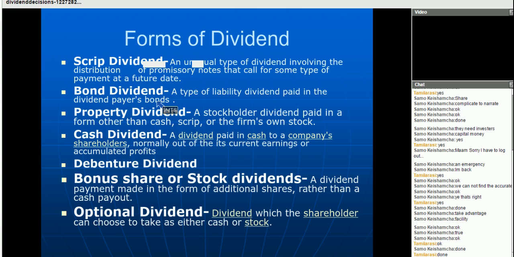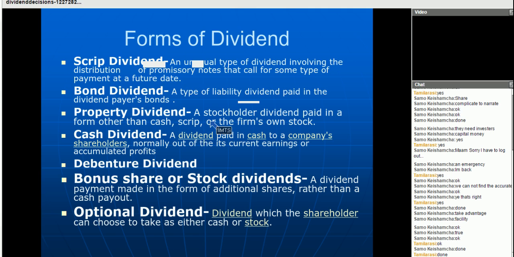Then bond dividend is one in which the company pays a bond, it signs a bond rather, I can say. It's a type of liability dividend paid in the dividend payer's bond. Okay, they sign a bond that we'll be paying you.